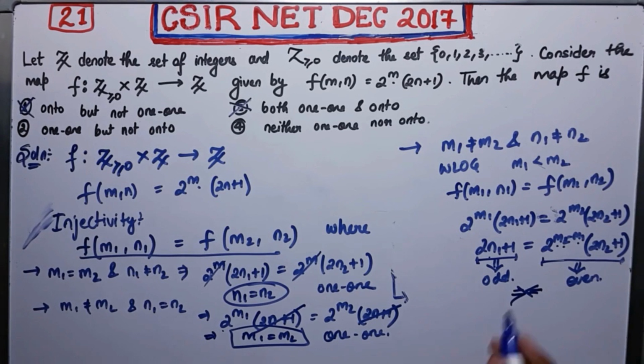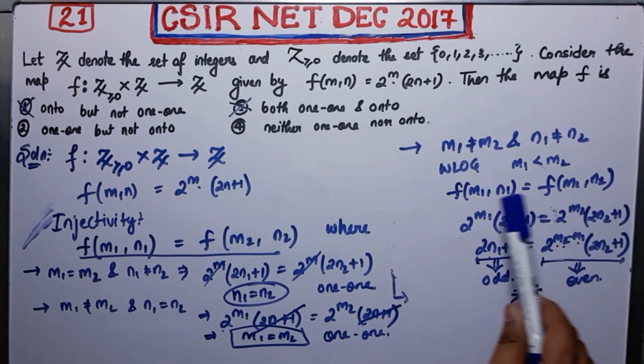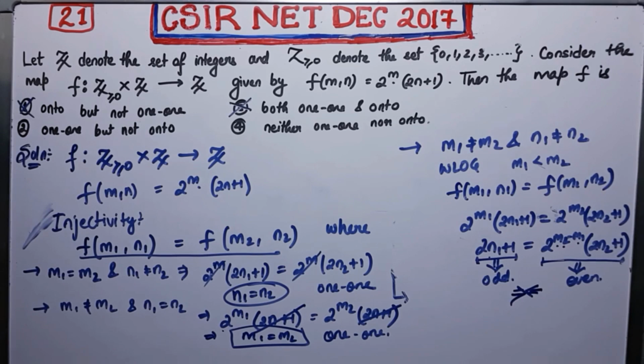So this is a trick here. That means from here you cannot take both m1, m2 unequal and n1, n2 unequal such that they are equal. Therefore by contradiction this is 1-1. So hence we proved that this given function is always 1-1. So the fourth one is incorrect, therefore the second one has to be correct, that it is 1-1 but not onto. So thank you guys.